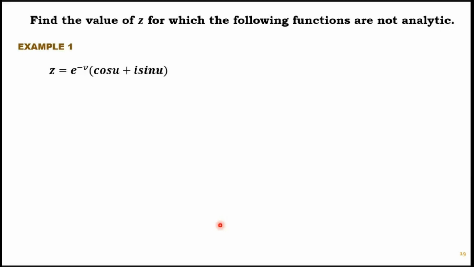Find the values of z for which the following functions are not analytic. Okay, what is the meaning of not analytic? CR equations are not satisfied. The other meaning is the derivative does not exist.